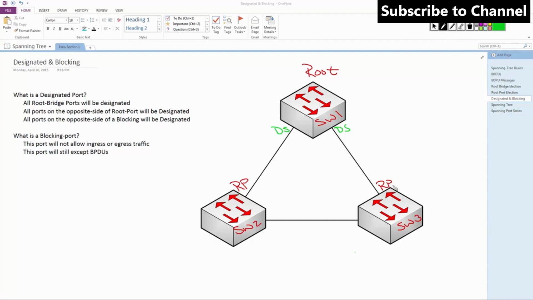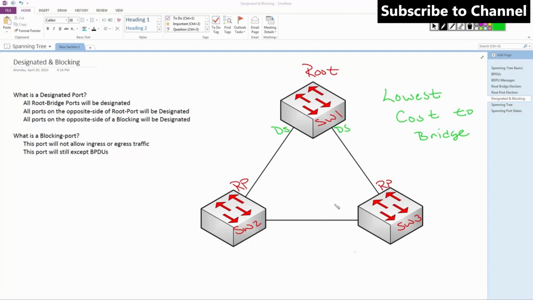So switch 2 and 3 are going to be communicating back and forth, and switch 2 and 3 is going to say, okay, I have this bridge ID, you have this bridge ID, I have this cost, you have this cost. And switch 2 and 3 are going to say, okay, well, whoever has the lowest cost to the root bridge wins, being the designated port. The lowest cost to the bridge. A lot of people miss this step. It's the lowest cost to the bridge first.